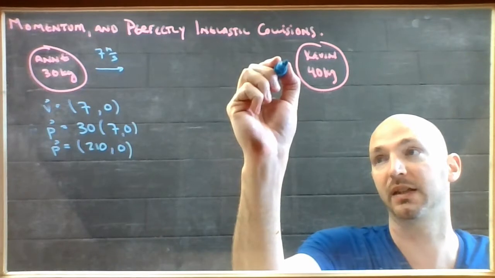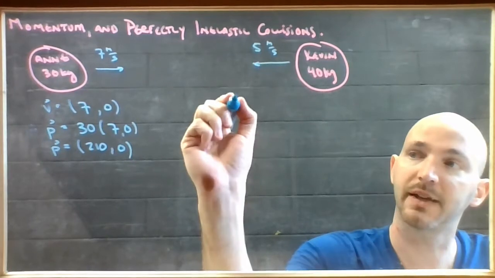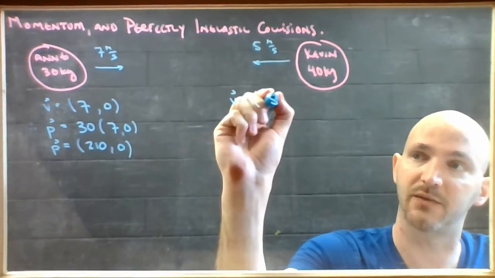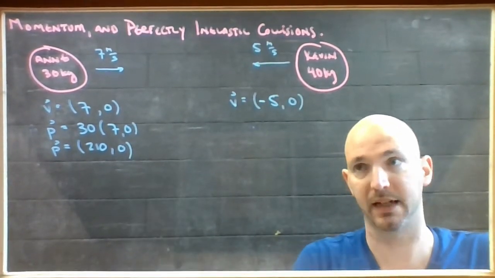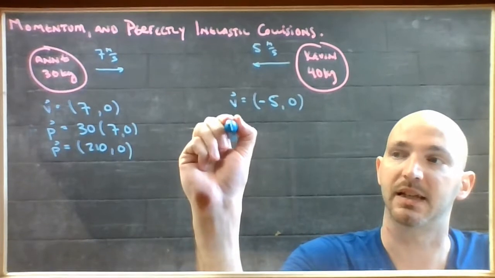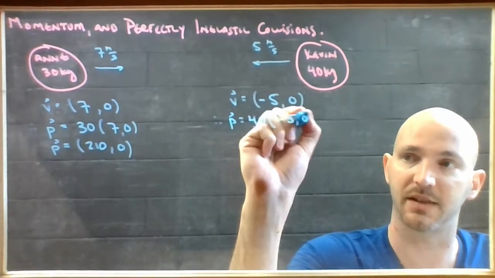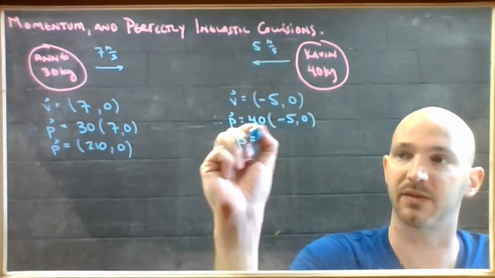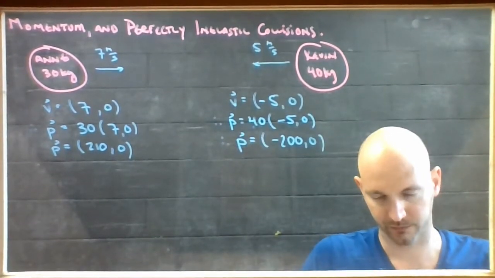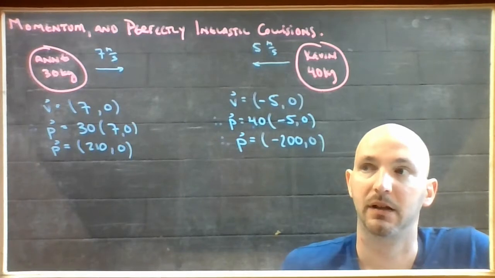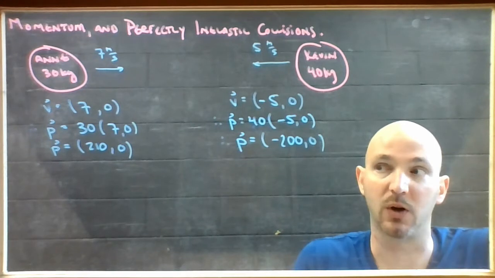If I do the same for Kevin, I'm going to see that he's moving, let's say, 5 meters per second that way. Well, I can write Kevin's velocity vector then as 5, 0, and I'm going to make this 5 negative to show that Kevin is headed to the left. That means that Kevin's momentum vector would be 40, that's his mass, multiplied by this velocity vector. Therefore, the momentum Kevin is experiencing is negative 200, 0. All right. So that's pretty straightforward.